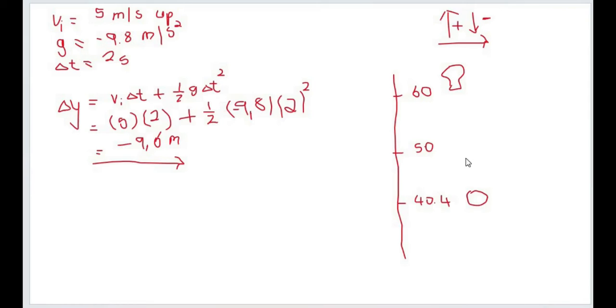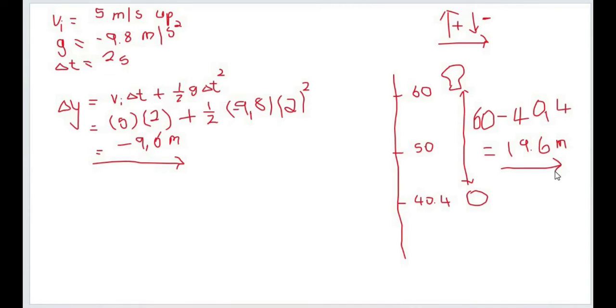And now we're trying to find this difference here. And that would actually be the distance between the two objects after 2 seconds. So you can just say it's going to be 60 minus 40.4. 60 minus 40.4. And if you put that in your calculator, it's going to give you a value of 19.6, 19.6 meters. Of course, there are many ways to solve for this, but for me that was one of the simplest ways.